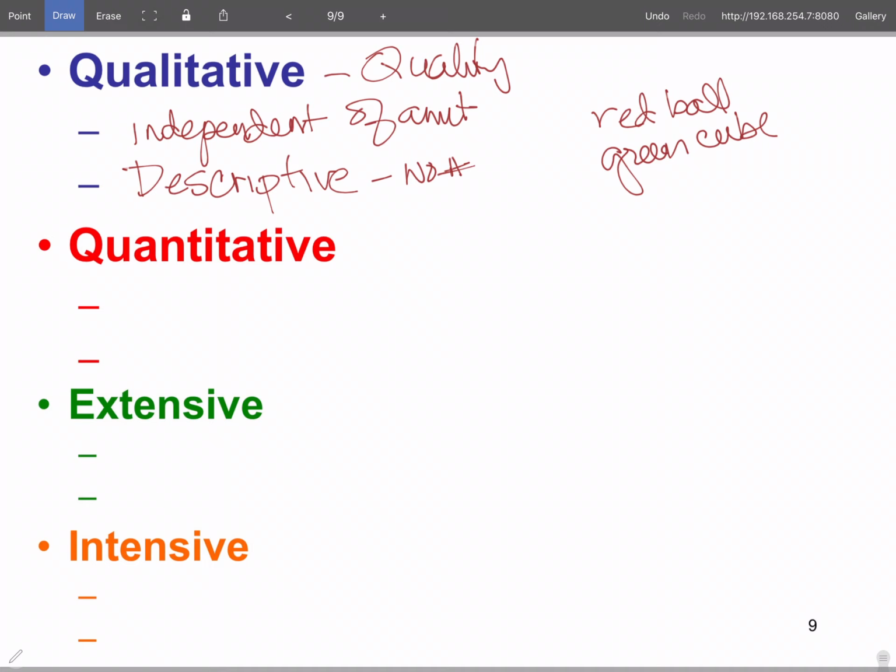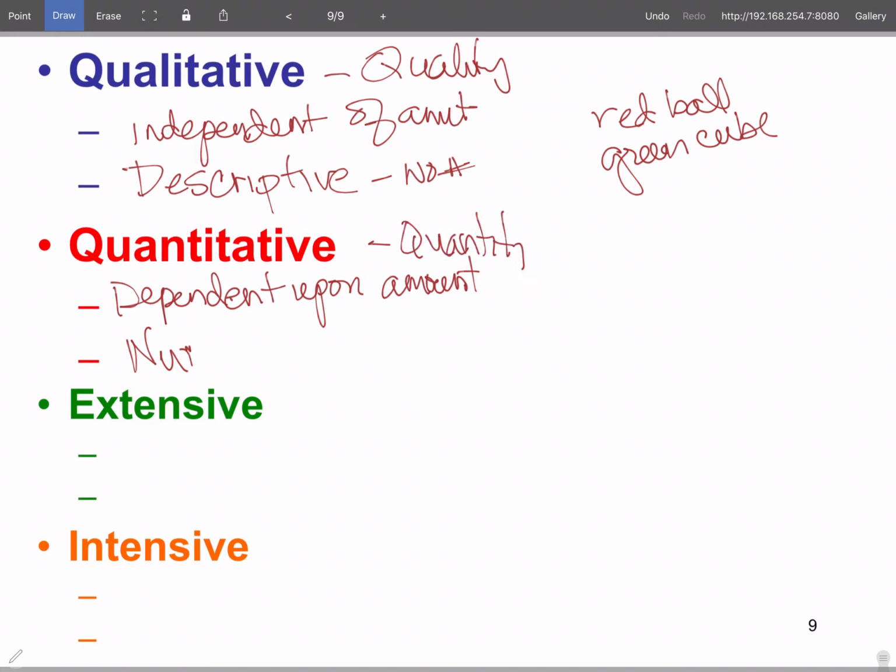Quantitative, on the other hand, is dependent upon amount. And I use a lot of abbreviations, and I will try to either limit them or explain them as we go. And the other thing about quantitative is we're dealing with a quantity. So it has numbers. Okay, so here, if we went back up here, we would say 3 red balls and 4 green cubes. That would be the quantitative part of the whole thing. So here, if you combine it, we have qualitative and quantitative.